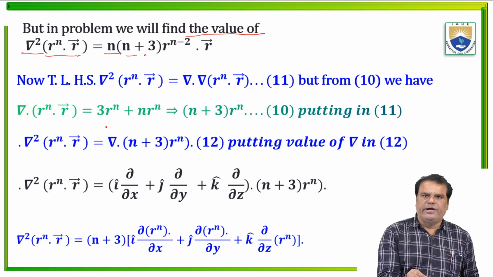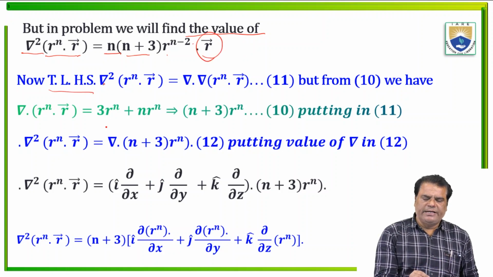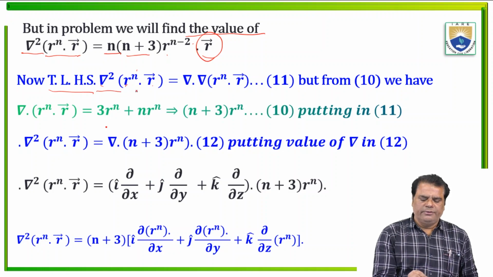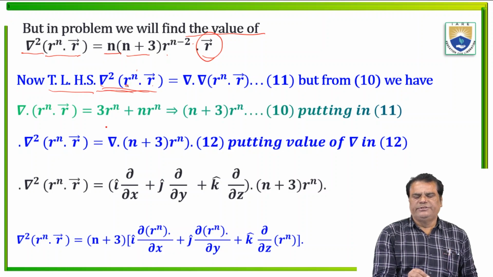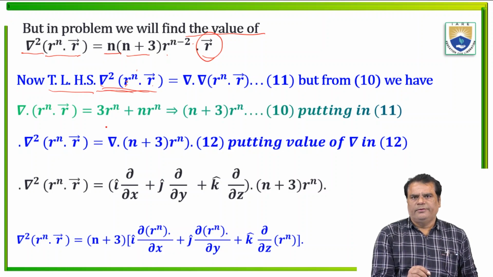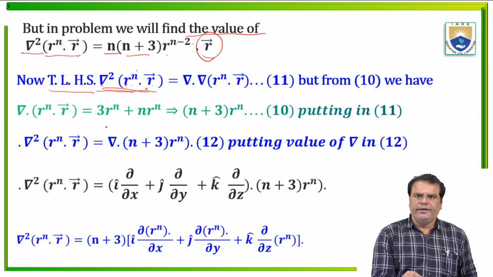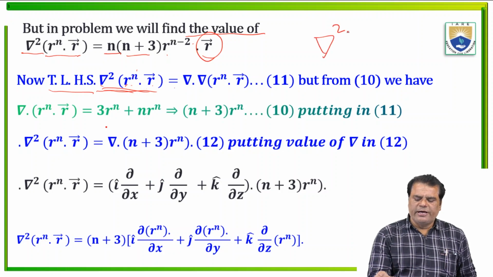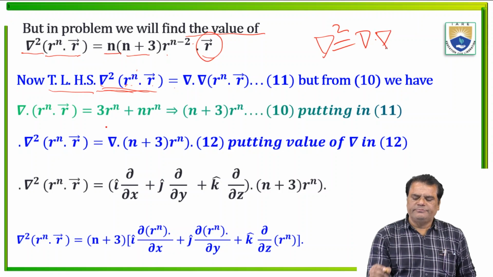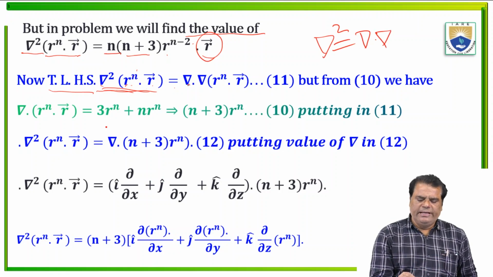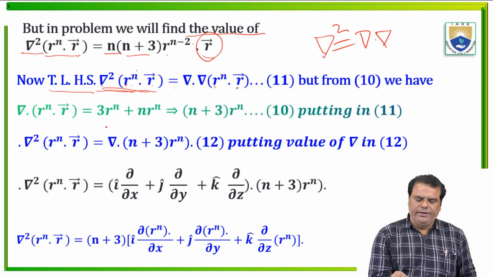This is equal to n into (n plus 3) r to the power n minus 2 vector r. Now taking the left hand side, del square of r to the power n into r. This is our problem. This value is given in our question. Del square r to the power n into vector r is equal to, we can write del and del two times, so del of del r to the power n into vector r.